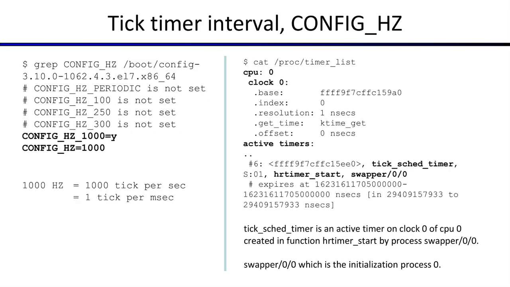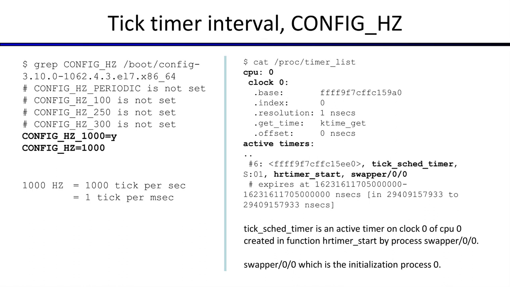Now, how do you know how your tick system is configured? The CONFIG_HZ boot time variable is the one that you can look at, and I did a grep on mine. Under the /boot/config files, which are being used by your system, you can find those values. What I see on the left side for me is CONFIG_HZ_1000=y, and CONFIG_HZ=1000. That means I am running a 1000 hertz config, one tick every millisecond.